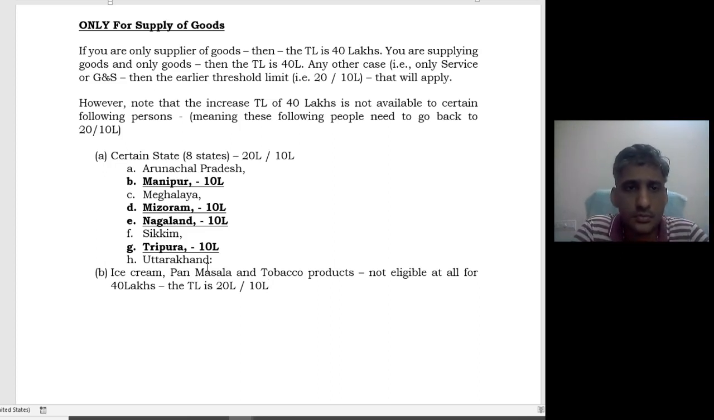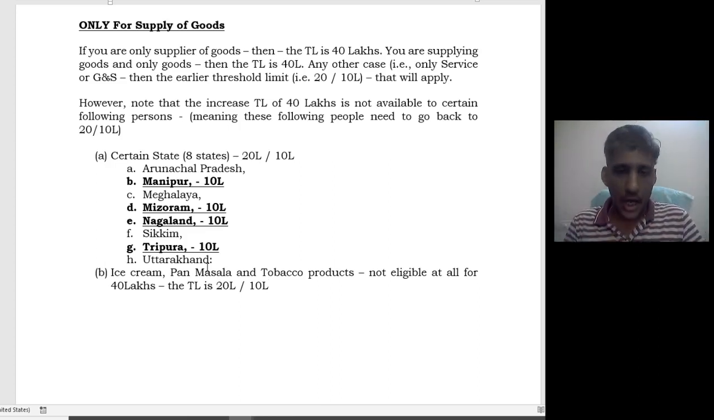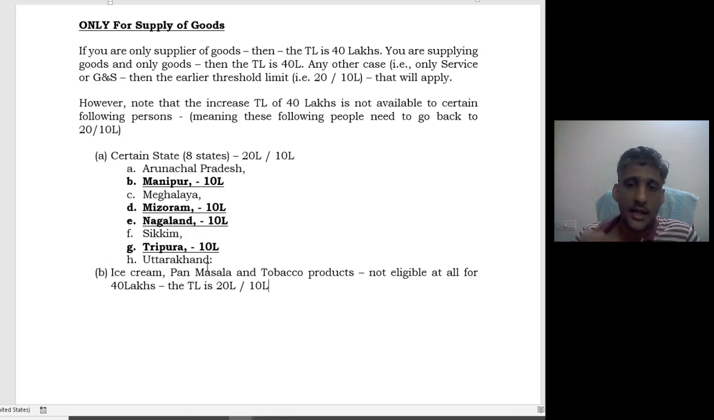Done. So to repeat, if you are from these 8 states, Arunachal, Manipur, Meghalaya, Mizoram, Nagaland, Sikkim, Tripura, Uttarakhand, then you are not eligible for this 40 lakhs. You are eligible only for 20 lakhs or 10 lakhs as the case may be. If you are supplying ice cream, pan masala, tobacco products from any state, then also you are not eligible for this 40 lakh.